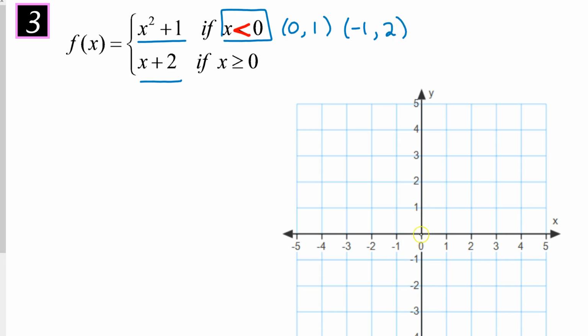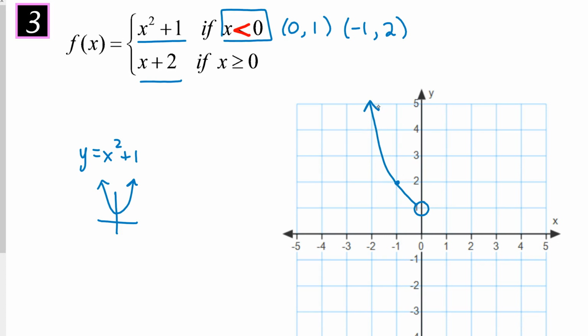So let's graph what we have so far. 0, 1, open circle, -1, 2. And then keep in mind that this parabola would just look like your standard basic function but shifted up 1. So if we were drawing the whole thing, it would look like that. So we're just drawing the left side in this case.